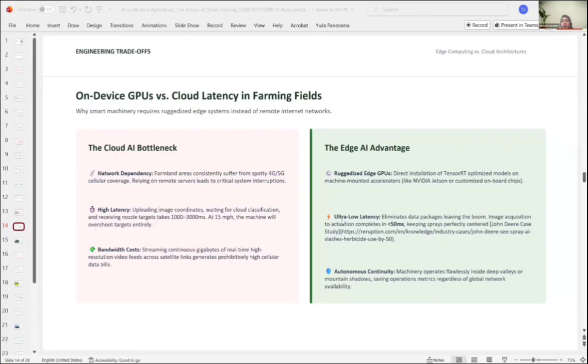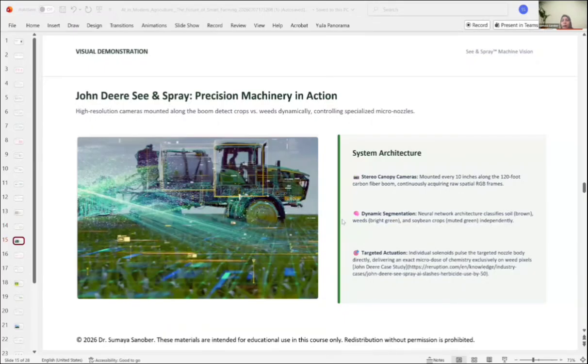Now, this slide which you are seeing combines everything we have discussed so far. If you notice over here, there are cameras mounted along the spray boom. Do you see the cameras? As the tractor moves across, these cameras continuously capture images and the AI model analyzes every image in real time. It identifies the soil, crop, and weed separately.